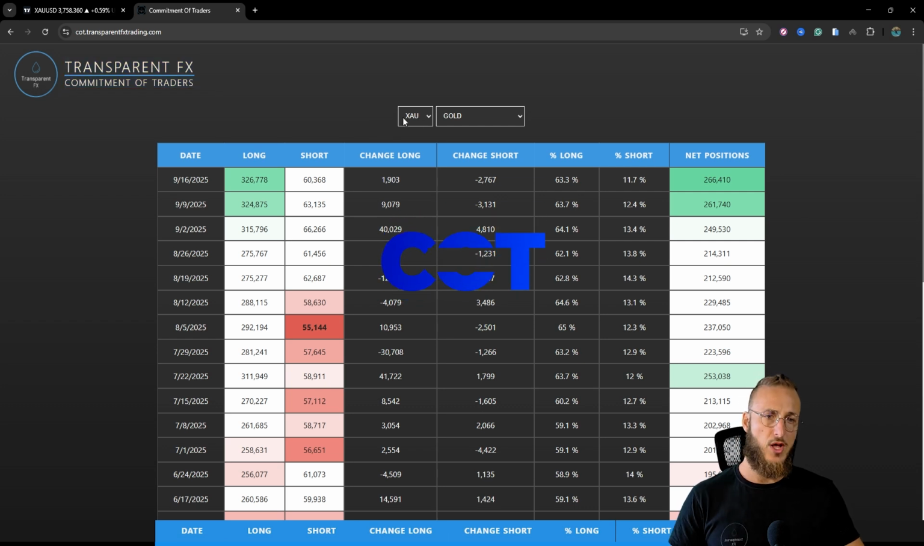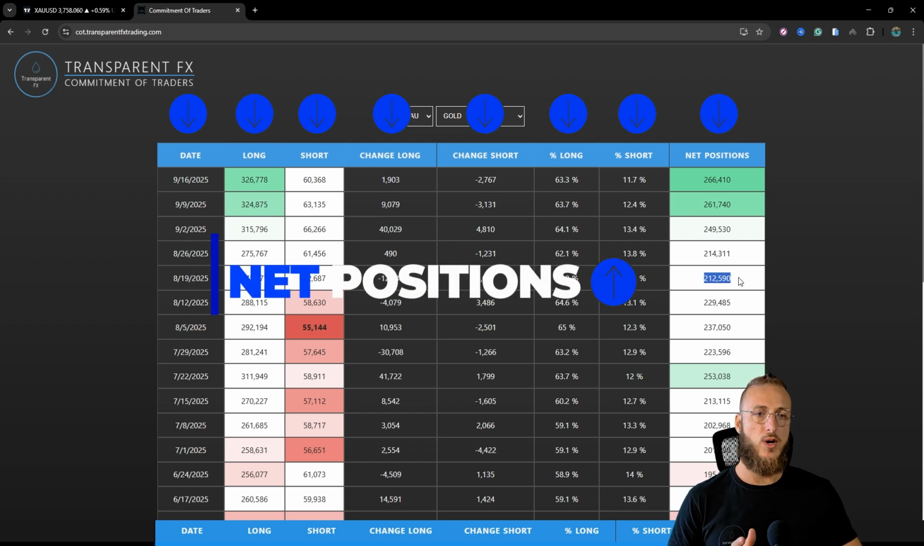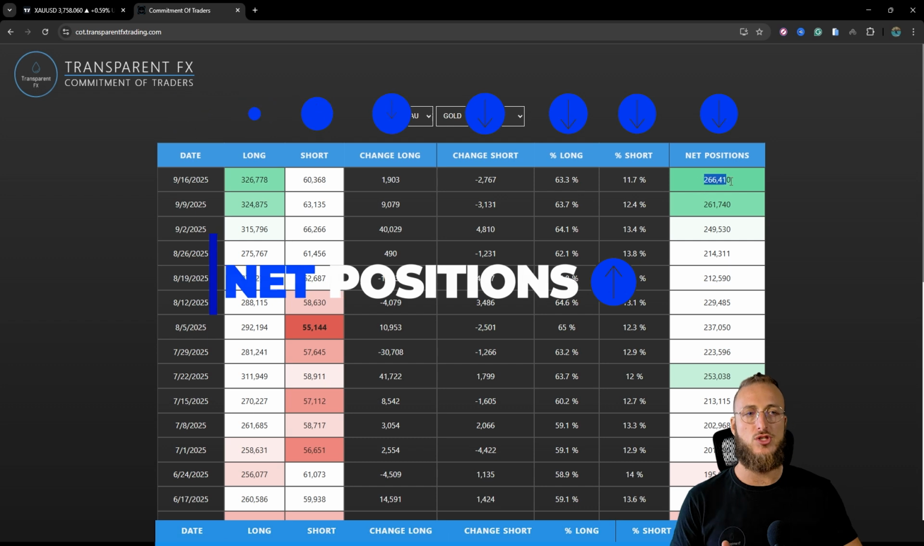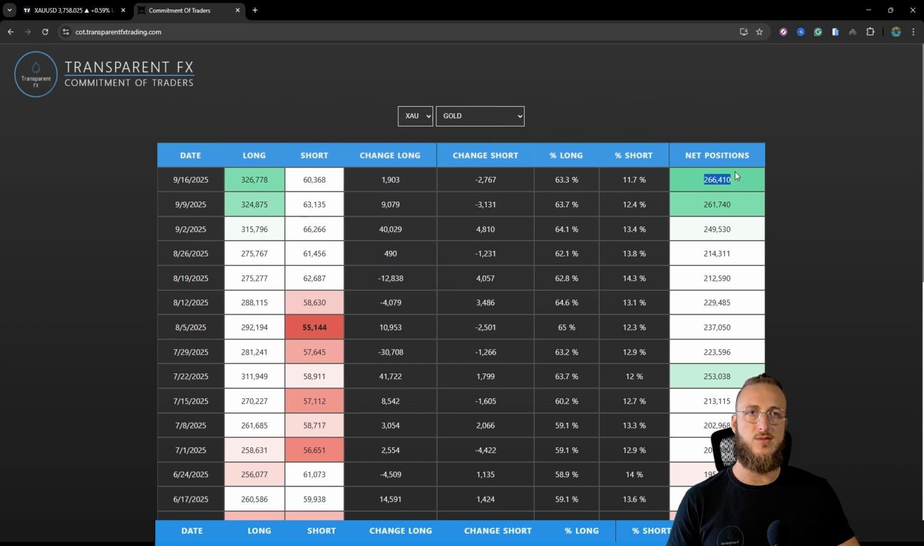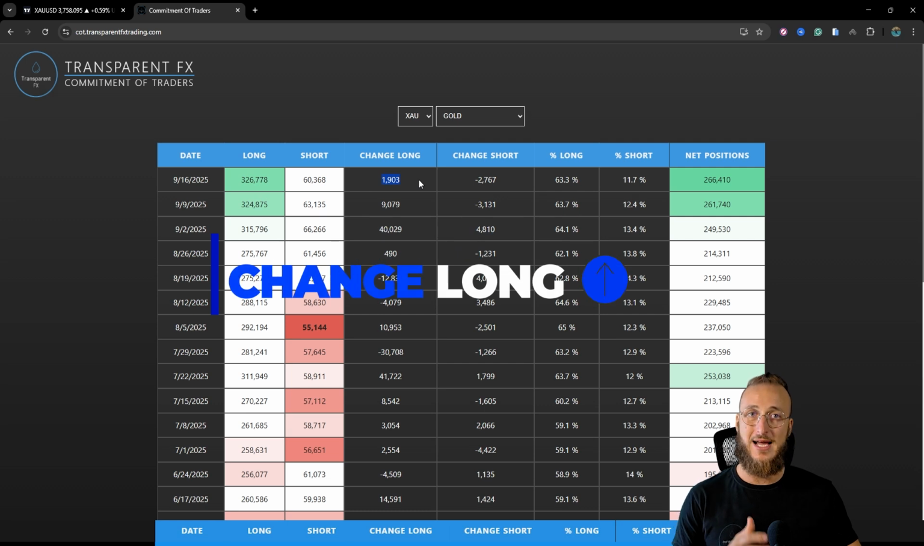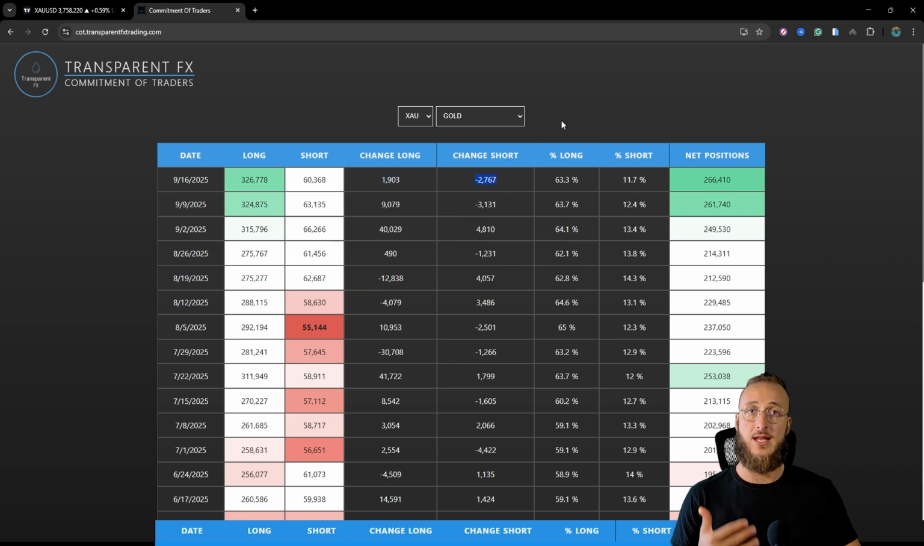at the data for gold, what we can see is that with the last reports, net positions have been massively increased. We went from having 212.5k net positions all the way up to 266.4k net positions, with another 1,900 longs added just with the last report on gold and 2,700 shorts getting closed.